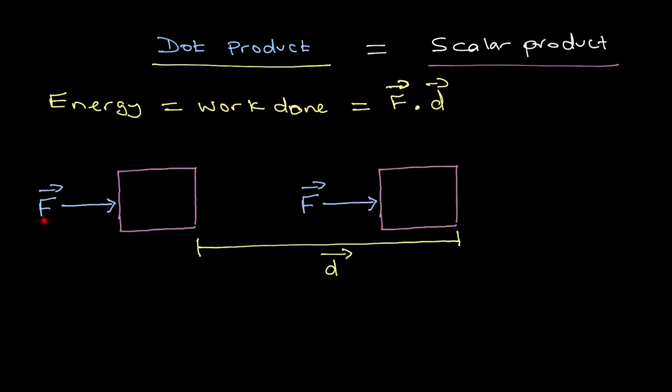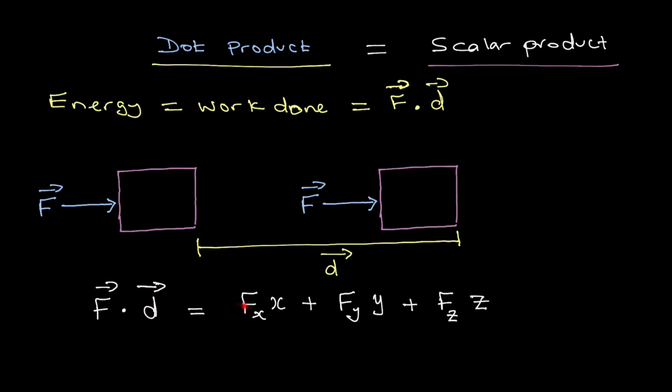If I have a force pushing this object from a distance to that distance, then the work done on the object will be the force dot the distance, and that can be written as force in the x direction times the distance x plus force in the y direction times the distance y plus force in the z direction times distance z. This is for a 3D calculation. 1D, that's one dimension. This is for 2D, two dimension, and that's for 3D, three dimension.